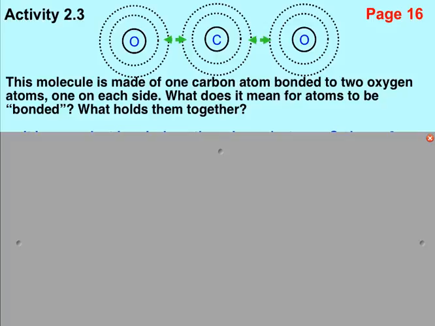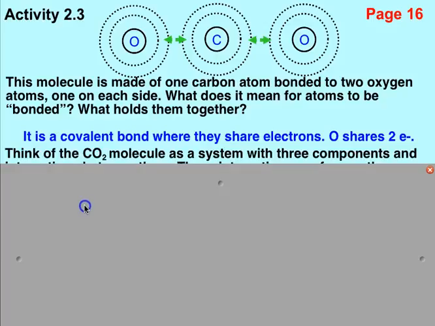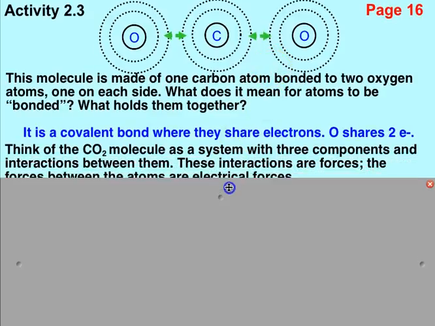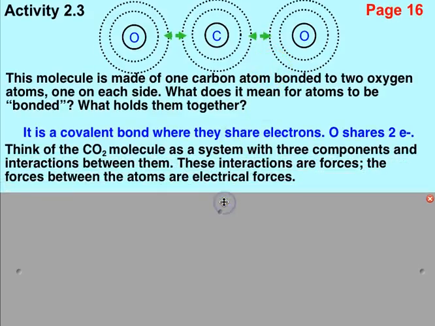So here's a molecule. And this molecule is made up of 1 carbon atom combined or bonded with 2 oxygen atoms. So it's CO2, carbon dioxide. So what does it mean for atoms to be bonded? What holds them together? Well, in a covalent bond, they actually share electrons. So the oxygen atoms are sharing electrons with the carbon, and the carbon is sharing its electrons with the oxygen. So think of carbon dioxide molecules as a system with three components and interactions between them. These interactions are forces. The forces between the atoms are electrical forces, and that's what keeps these molecules together.